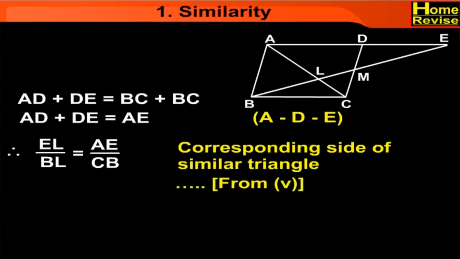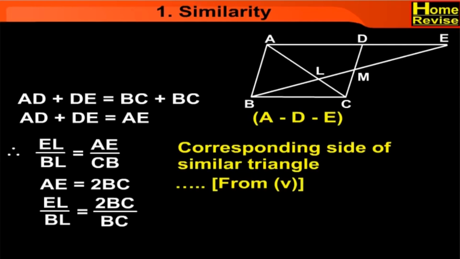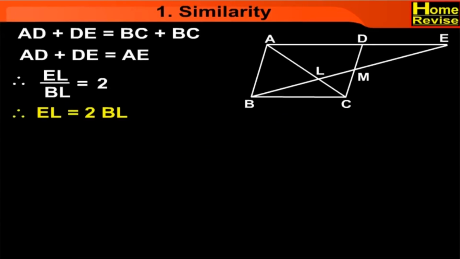From equation 5, we have AE is equal to twice BC. Using this value, we get EL upon BL is equal to twice BC upon BC. Therefore, EL upon BL is equal to 2. Therefore, EL is equal to twice BL. Hence proved.